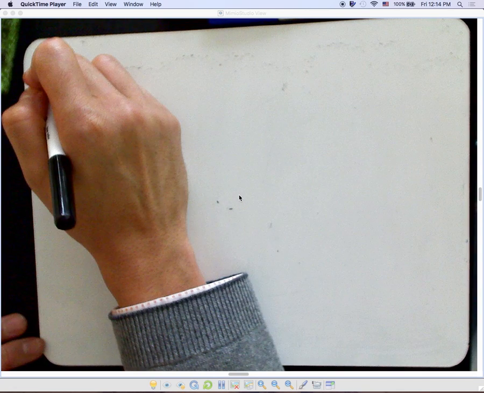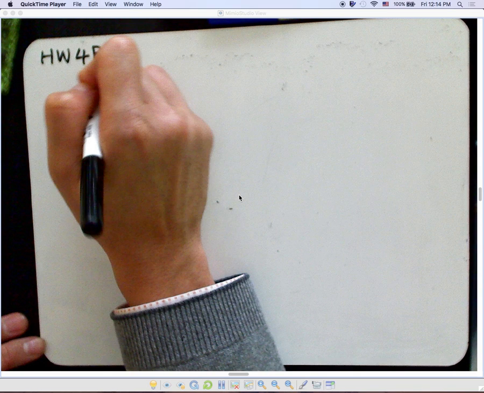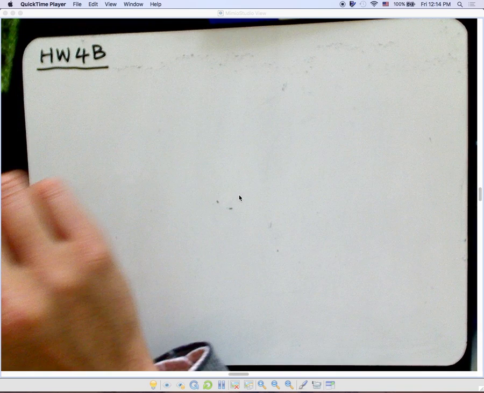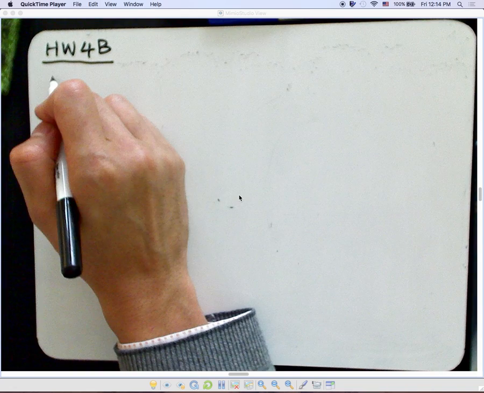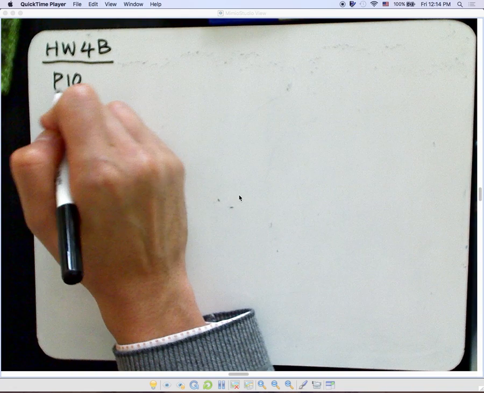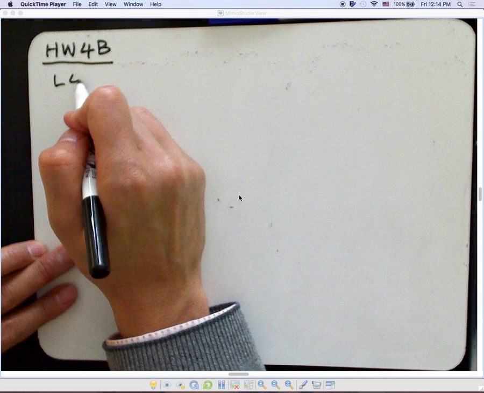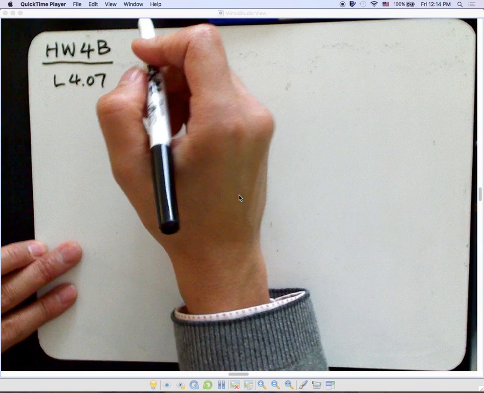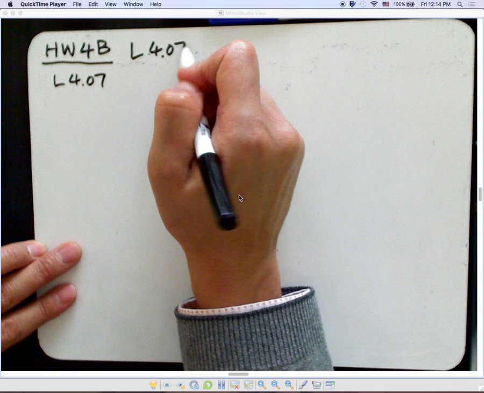Okay, this video is to go over homework packet 4B for geometry. So let's look at page 1, problem number 10 on lesson 4.07. Lesson 4.07, just write it over here. Lesson 4.07, problem number 10.